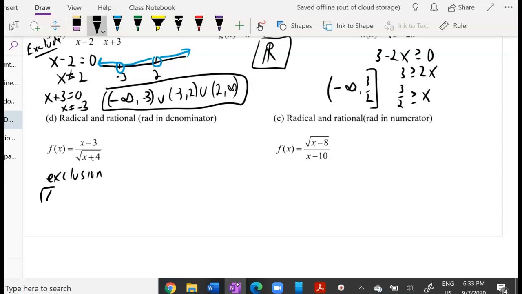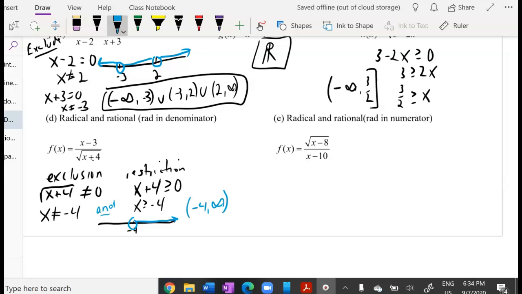because the square root of x plus 4, which is the denominator, can't be 0, and the restriction that the stuff inside of the radical, x plus 4, must be greater than or equal to 0, can be 0. Square root of 0 is 0. So I want to see if you can put those two things together.